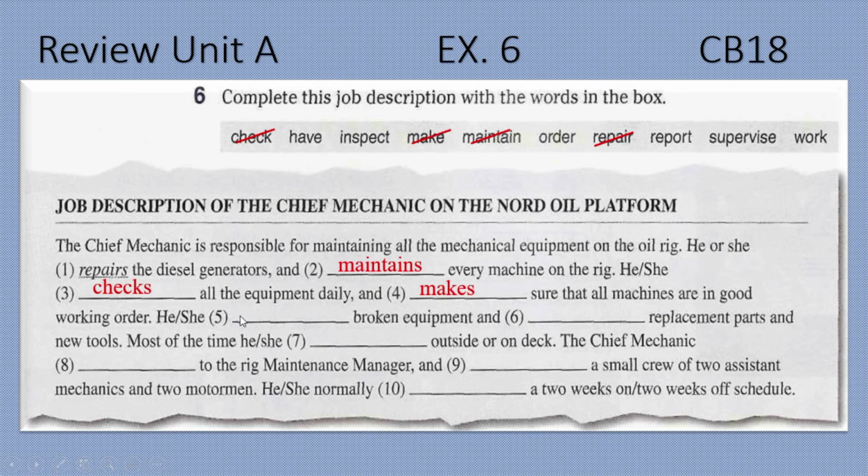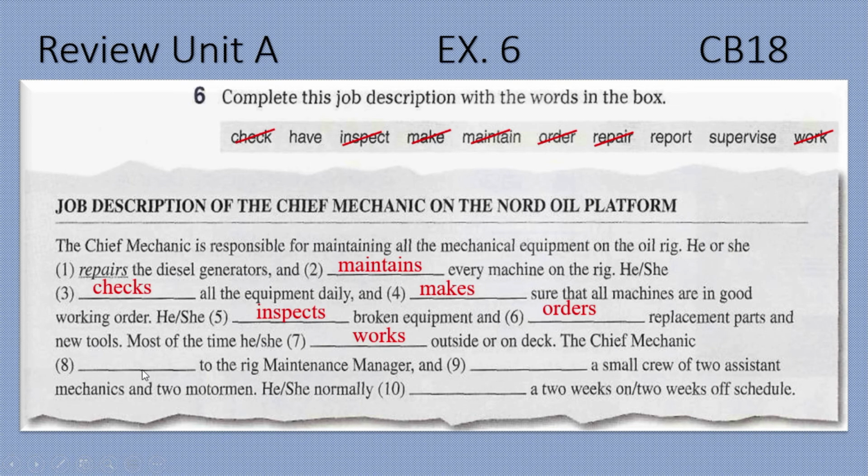He or she, so we have just a few options here: inspects broken equipment. So inspect. And orders replacement parts and new tools. Cross out order. Most of the time he or she works outside or on deck, so we cross out work here.